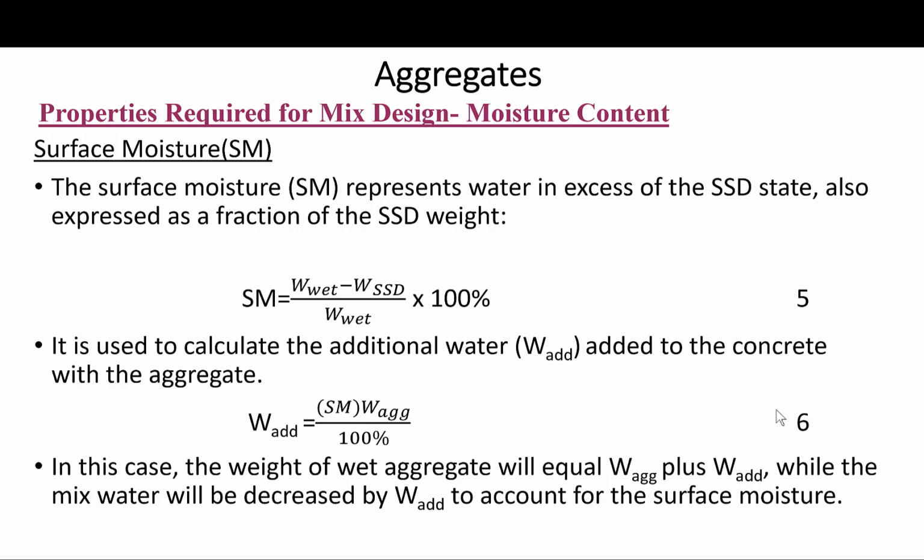So in this case, the weight of wet aggregate will equal the weight of the aggregate plus the weight of the added water, while the mixed water will be decreased by an amount equal to the water added, calculated from equation number 6, to account for the surface moisture, which will affect the water cement ratio, as I mentioned. So basically, as I said, keep track of all these because they will come in handy when we do the mix design.